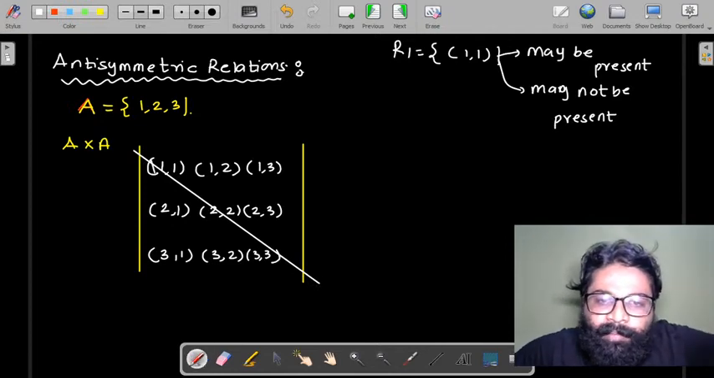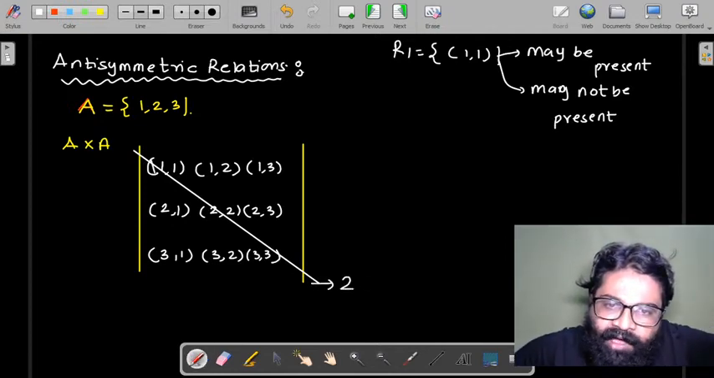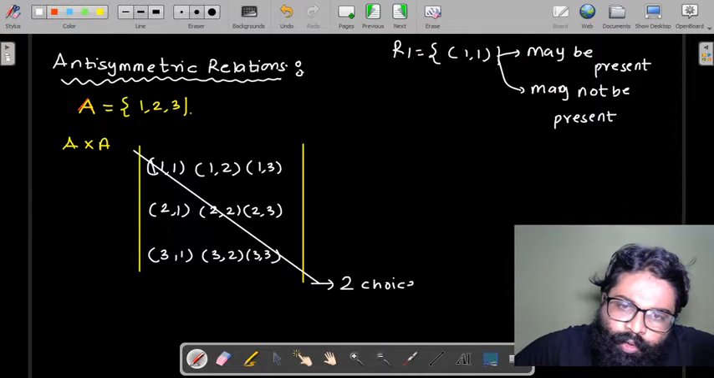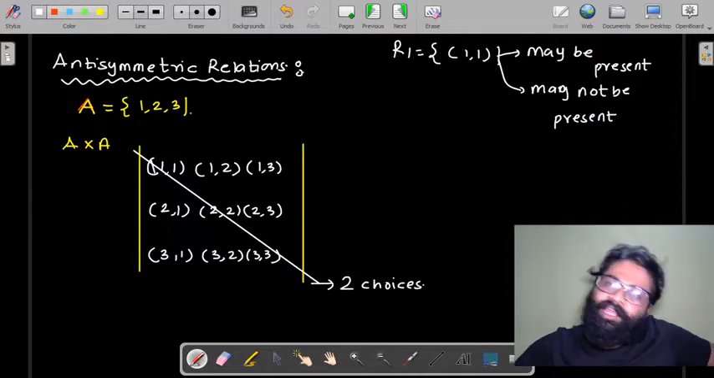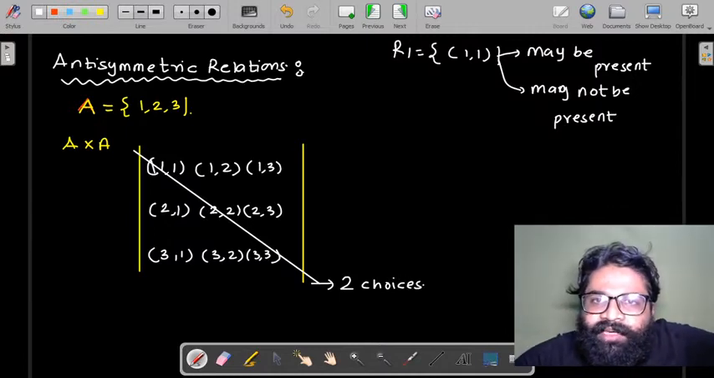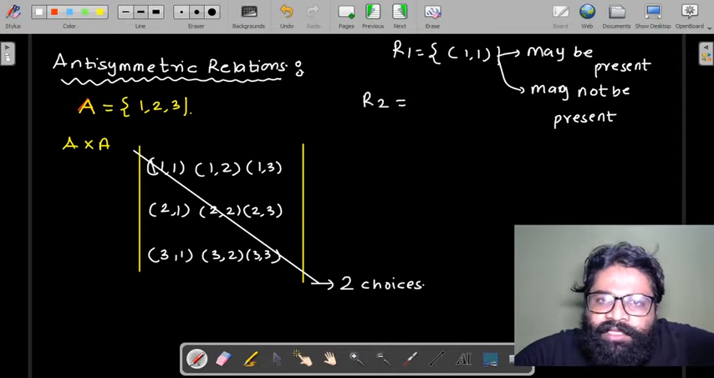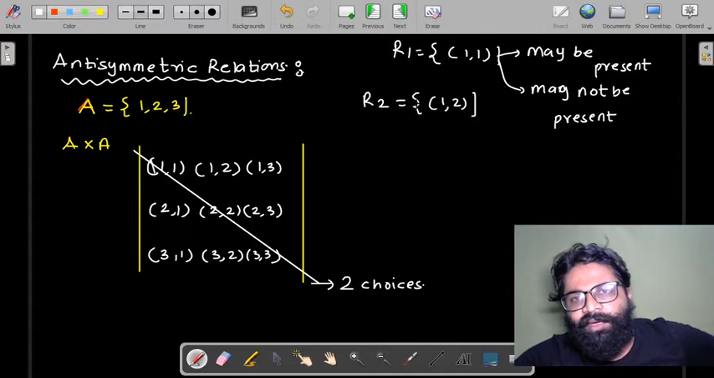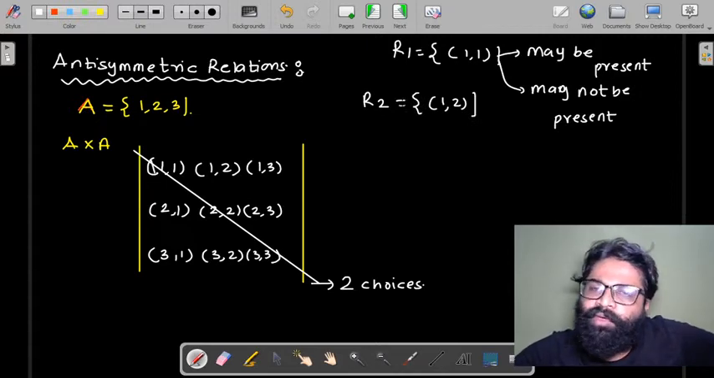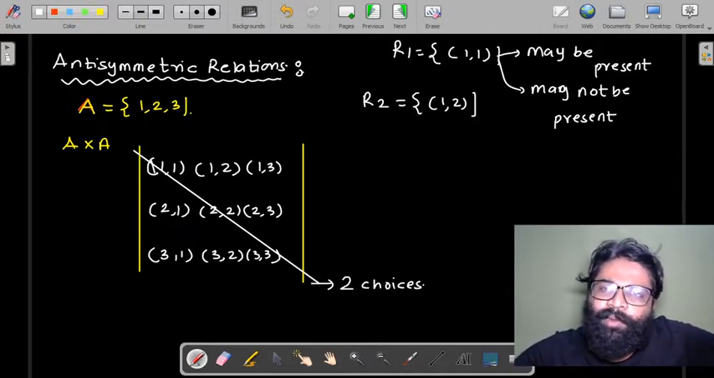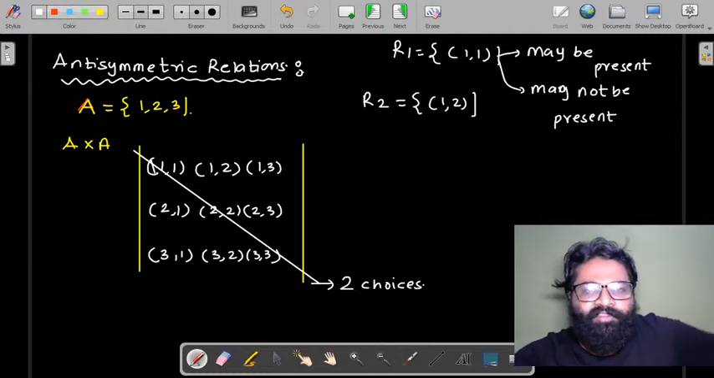So basically मेरे पास दो choices हैं. I'm having two choices. They can be present, they cannot be present. For example, here one is present. But if I take just R2 as (1,2), can I say that this is also an anti-symmetric relation? Yes, in R2, 1 is absent, in R1, 1 is present. So 1 is having two possibilities.